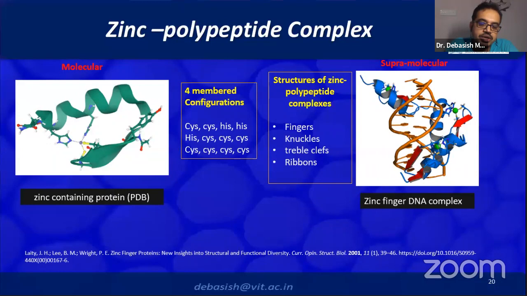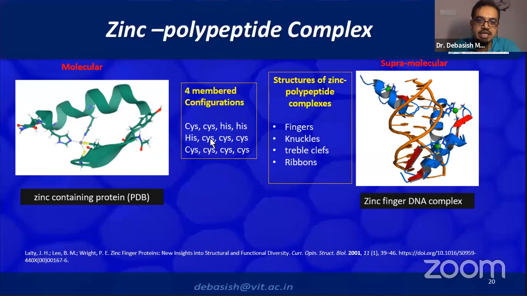It does a lot of functions like transcription factors and RNA binding proteins. It does a lot of things. That means this structure, once it is incorporated, it can give a lot of properties to a protein or a polypeptide chain. Now, you see how does this four-member configuration?